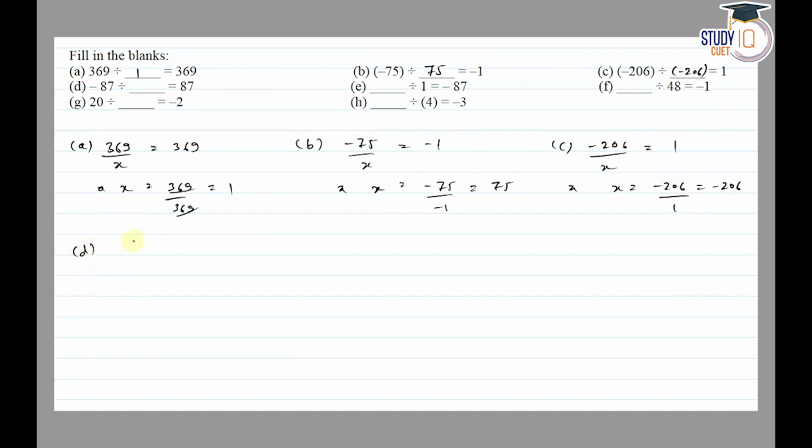In part D, -87 upon x is equal to 87. So x is equal to -87 upon 87 is equal to -1. So -1 will come.